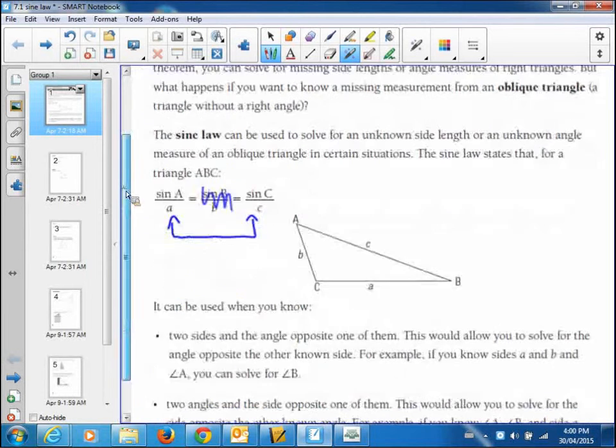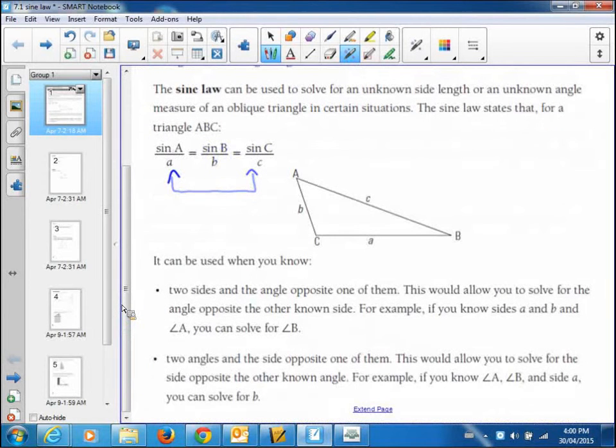When would you use this? Use it when you know two sides and the angle opposite one of them. Then you can solve for the other angle. Or two angles and a side opposite one of them. That allows you to solve for the side opposite the other angle. We'll take a look through some examples.